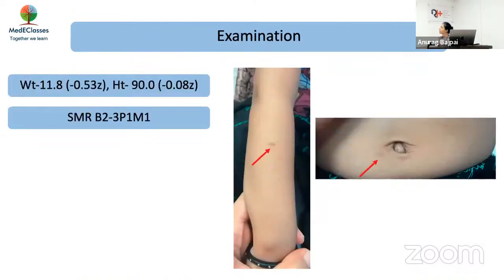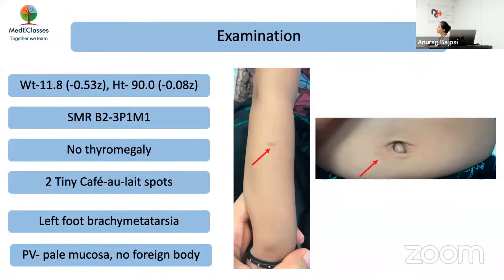Moving on to the examination, her weight and height were essentially at the 50th centile for age. Her SMR showed a B2 to B3 staging with pubic hair stage 1, and fresh bleeding per vaginum was seen. There was no thyromegaly. These are the two tiny café au lait spots that we could visualize. The one on the abdomen was really faint, but again, it was in the midline, and the other lesion was on the right arm. So what is the pattern of café au lait spots?